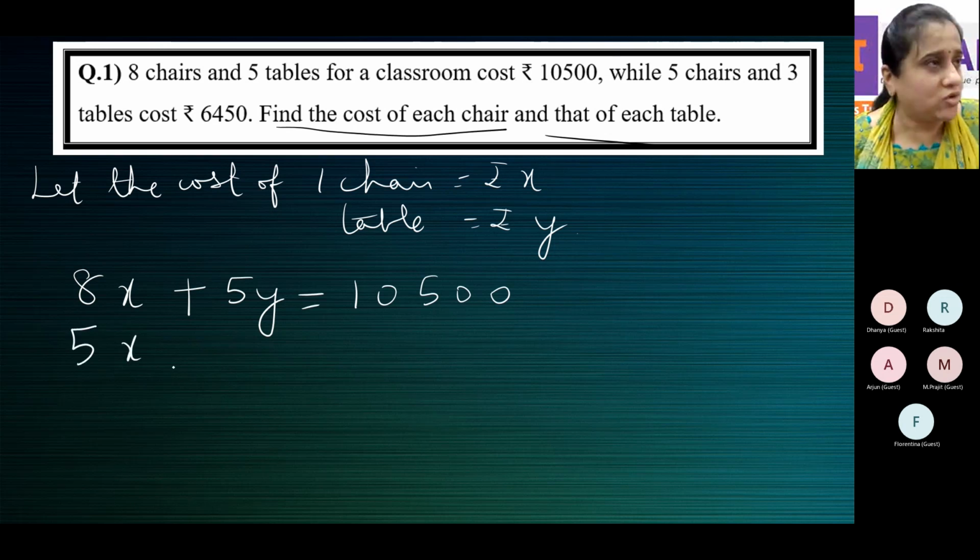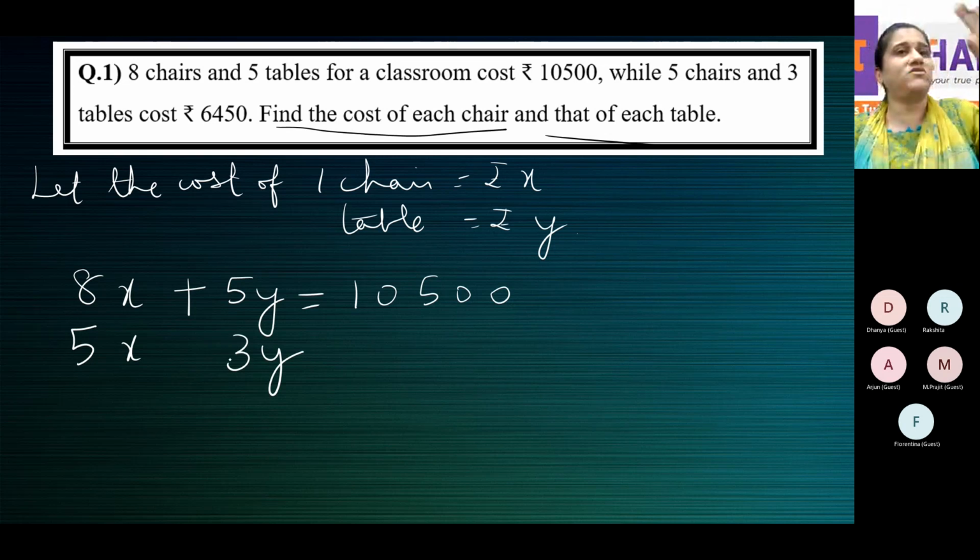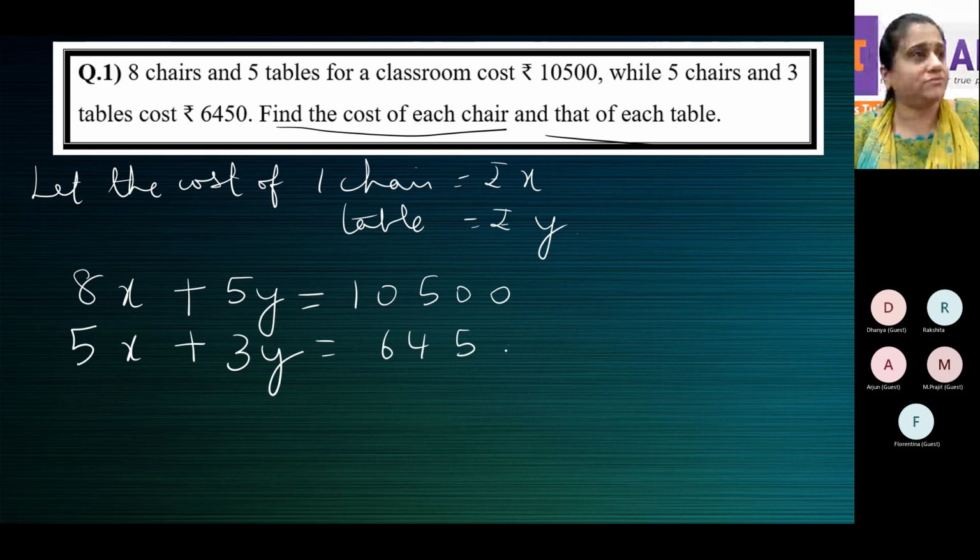Next, 5 chairs. So 5X, because one chair costs X rupees. So 5 chairs, 5X. Okay, and 3 tables. One table, Y rupees. 3 tables will be Y plus Y plus Y, 3Y. One chair, X rupees. So 5 chairs will be X plus X plus X plus X plus X, 5X. The total cost is 6,450.